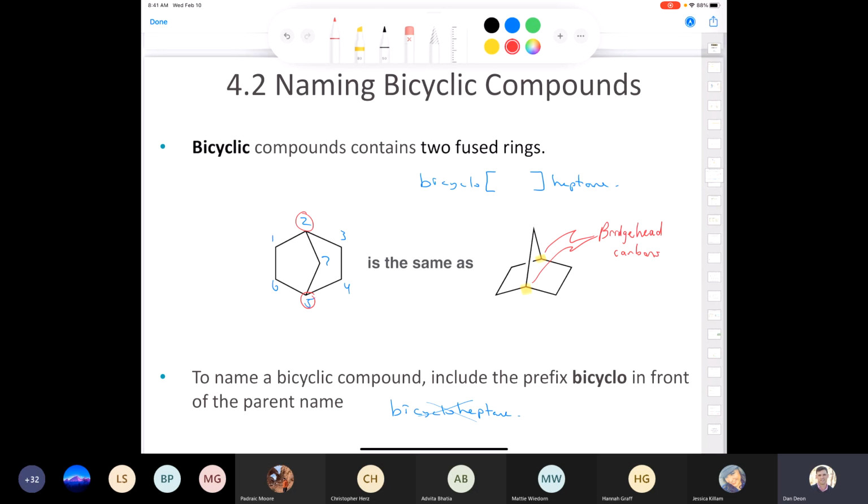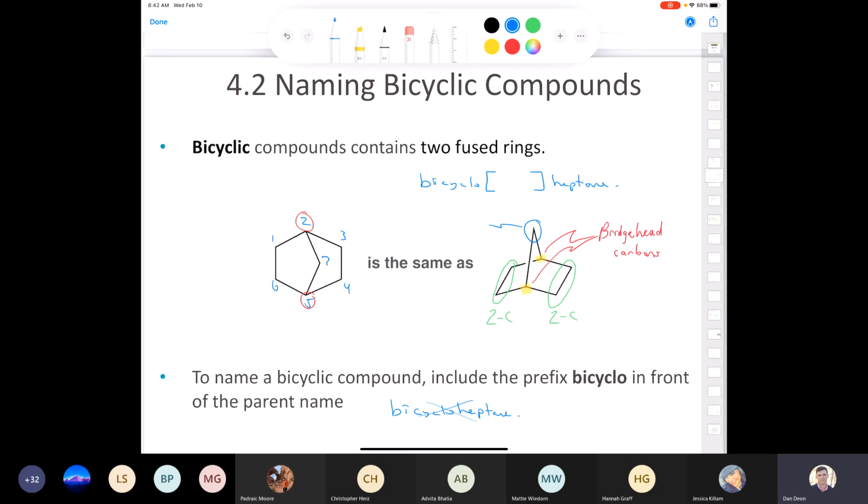The numbers that go in here are the number of carbons that are in the bridges. So this is a bridge here. Maybe I'll use a different color. I'll use green. This is a bridge here. This is a bridge here. And this is a bridge as well. How many carbons are in each of these bridges? Let me use blue for this one here. The two bridges that are in green, how many carbons are in them? There are 2 carbons in this bridge, and there are 2 carbons in the other bridge in green. The bridge that's in blue, how many carbons are in that bridge?